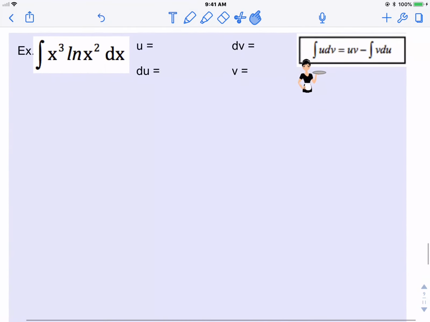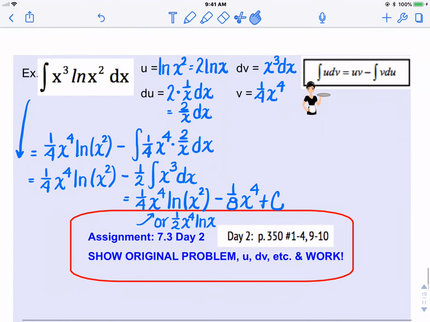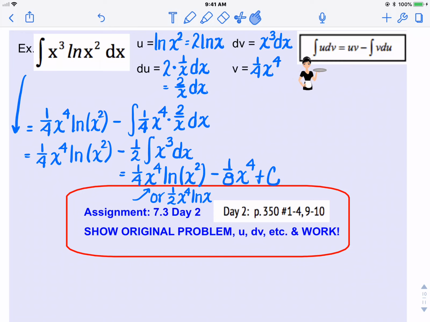All right, last example. You want to use LIATE and see what we can decide on here. So in LIATE, again, logs, inverse trig, algebraic, trig, exponential. Remember, exponential means that x is up in the exponent. So looking through here, LIATE, logs. I have a log expression, so my u can be one of two things. It could be ln of x squared, or you can rewrite that as twice the natural log of x. My dv then needs to be the rest of the expression and carry it out from here. So pause video, try this one out, and when you come back, check it.